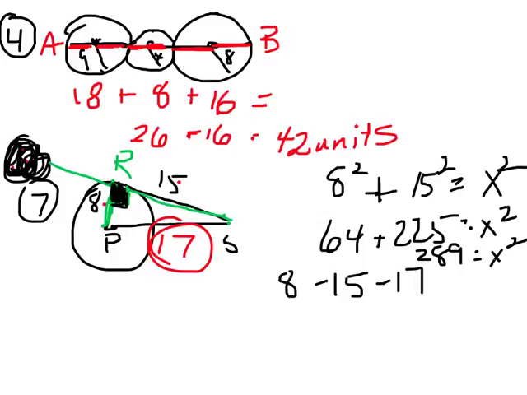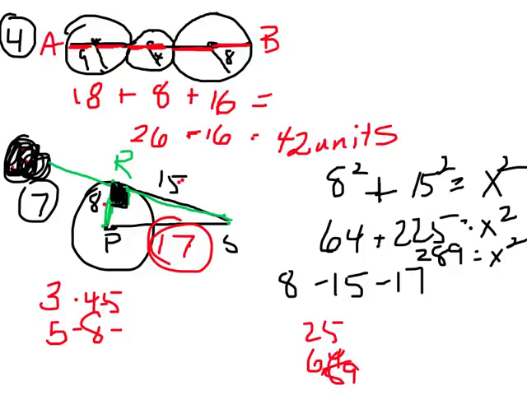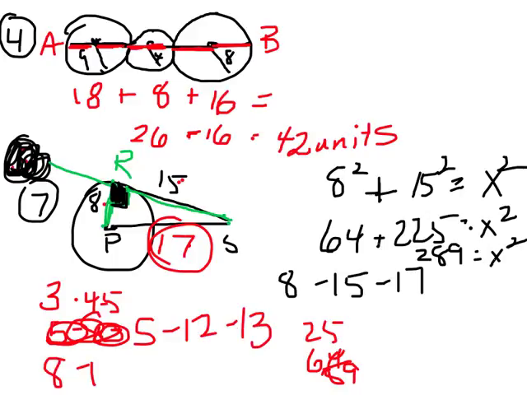Let's list our special triangles. Since this was an 8, 15, 17, 3, 4, 5, 6, 8, 15. Let's see. We had, oh my goodness, my brain is not working today, 25 and 64. Oh, no, that's not it. 5, 12, 13, duh. 5, 12, 13, 8, 15, 17, and then there's another one that's 7, 24, 25.